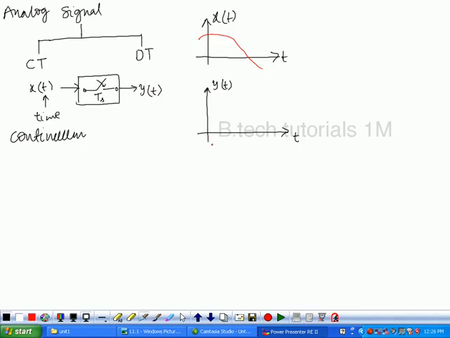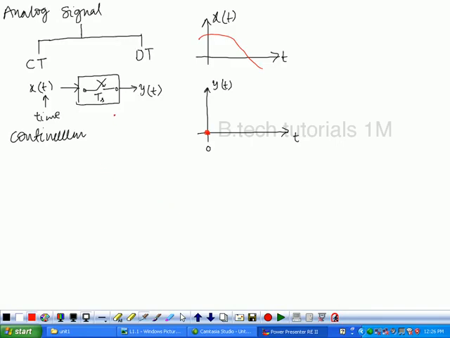Let at t equivalent to 0, what is the output? Now, what is the output? The switch is open. Output is 0. Therefore, you can represent that 0 by a dot like this.